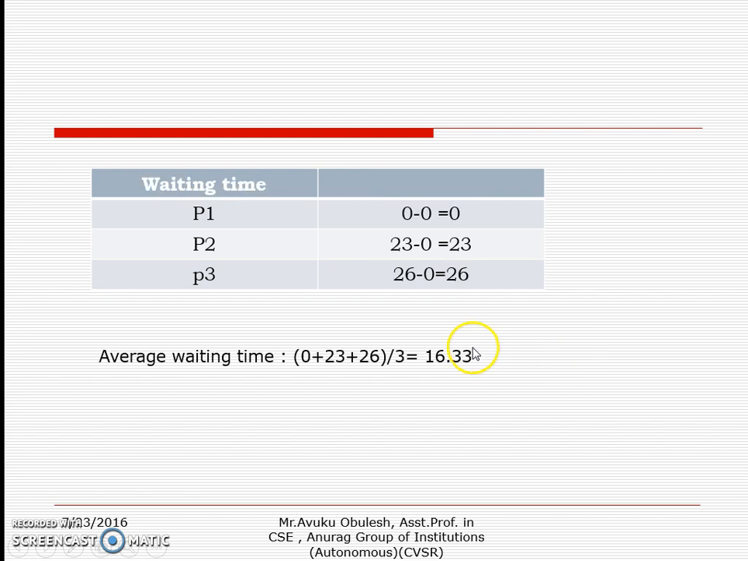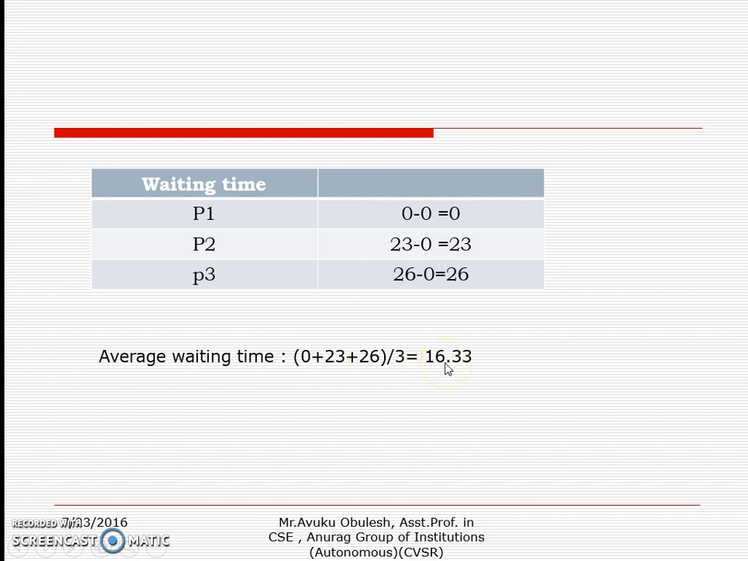So every time we should calculate the average waiting time. Here P1 has not waited any time, that is 0. P2 waited until P1 completes, that's why P2 waiting time is 23. And P3 waited until the completion of P1 and P2, that's why P3 waiting time is 26. So the average waiting time is 0 plus 23 plus 26 by 3, that is 16.